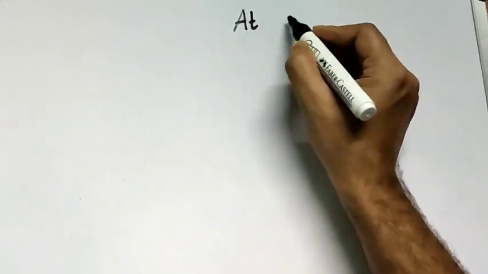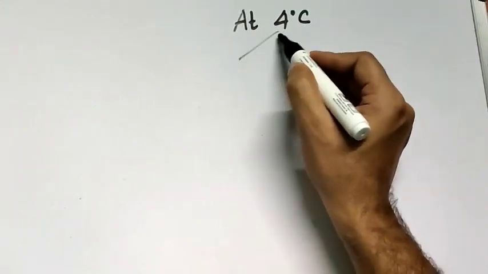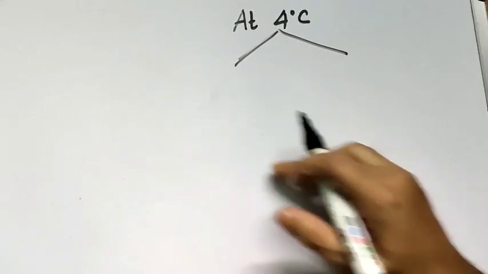Let's talk about water. As I have told earlier, the density of water becomes maximum at 4 degrees centigrade. How much? So at 4 degrees centigrade, the density of water is, okay, let me change the pen.